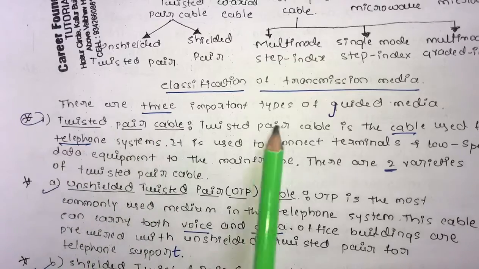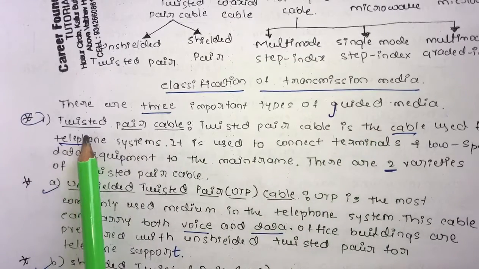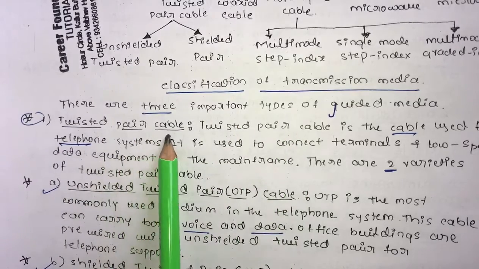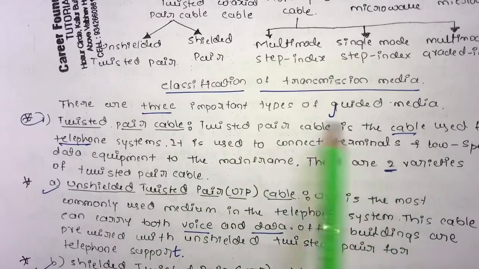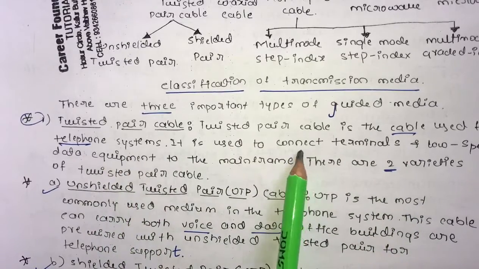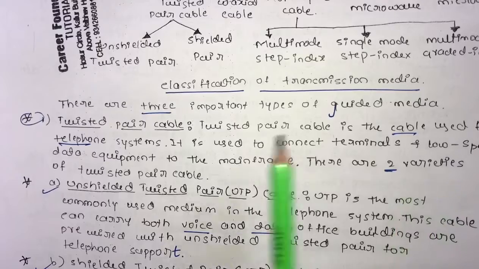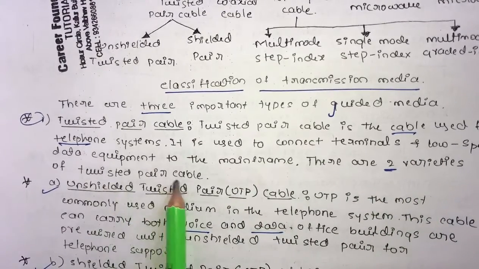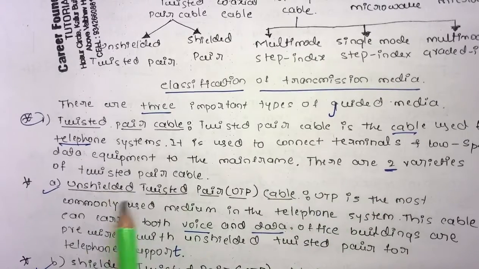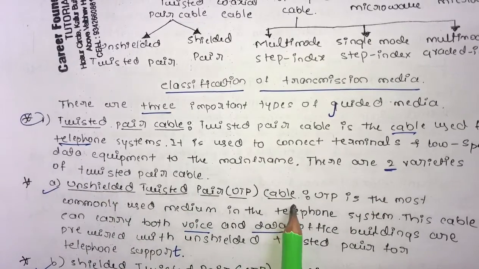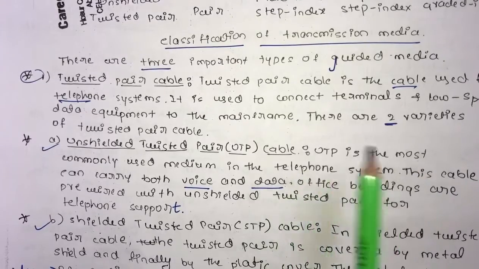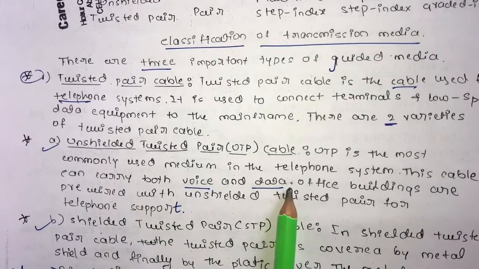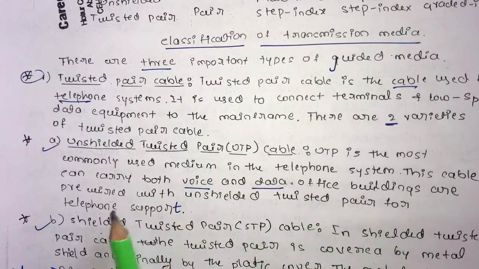Next, there are three important types of guided media: twisted pair, coaxial cable, and OFC cable. First one is the twisted pair cable. It is used for the telephone system, and it is mainly used to connect terminals and low speed data equipment. There are two varieties of twisted pair, UTP and STP. UTP is an unshielded twisted pair. It is the most commonly used medium in the telephone system. It can carry voice as well as data, especially in office buildings, etc.